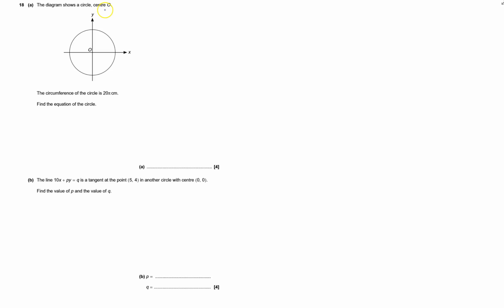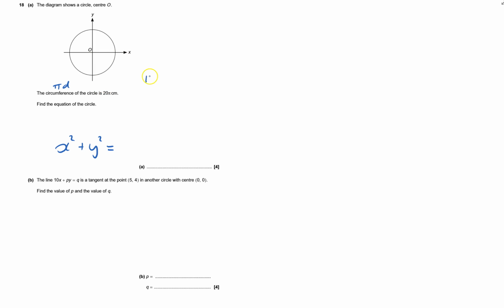Diagram shows a circle, centre O. The circumference of the circle is 20 pi. So the whole way around, the circumference, I'll use pi d. So pi d is that. To find the equation of the circle, I know it's going to be x squared plus y squared equals something. If I know what the radius is, then I'll be okay.